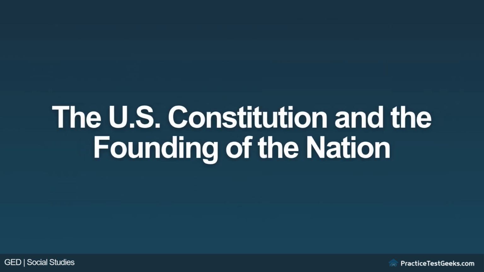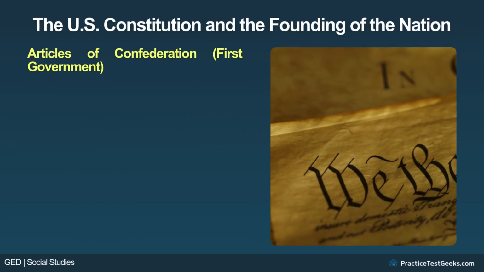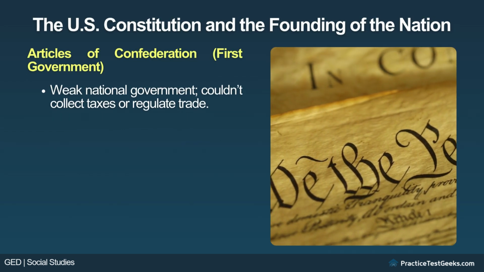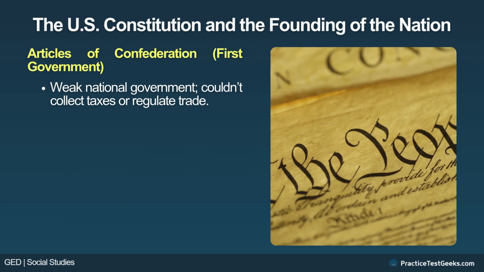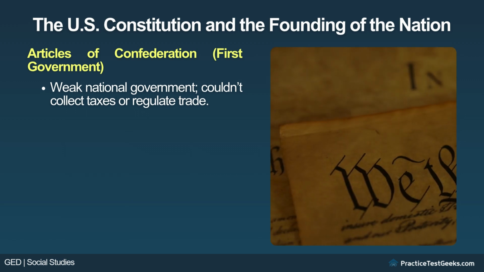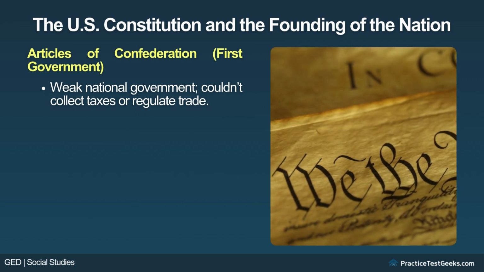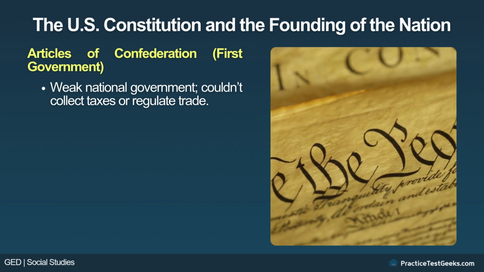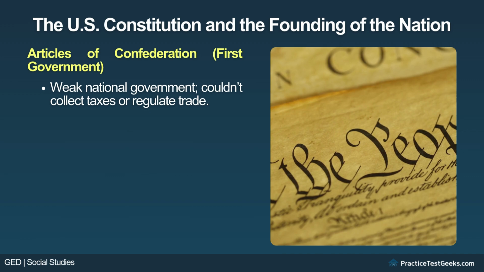After winning independence, the United States needed to build a new government. This part explains how the Constitution shaped the foundation of the country. Articles of Confederation, First Government. The Articles of Confederation created the first U.S. government after the Revolution. It gave most power to the states and made the national government too weak. It couldn't collect taxes or regulate trade effectively.